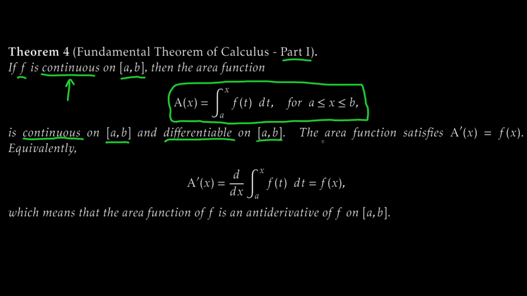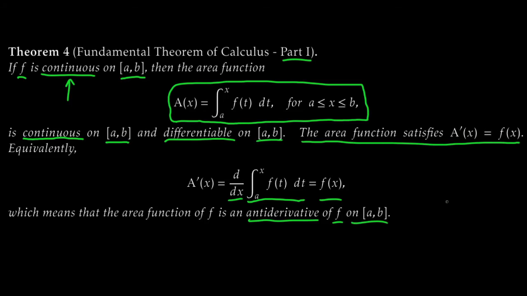The neat part is that the area function satisfies A prime of x is equal to f of x. That is, the derivative with respect to x of the definite integral from a to x of f of t dt, it's just f of x. The derivative of an area function is the original function. That's pretty cool. It's an antiderivative of f on the closed interval from a to b.